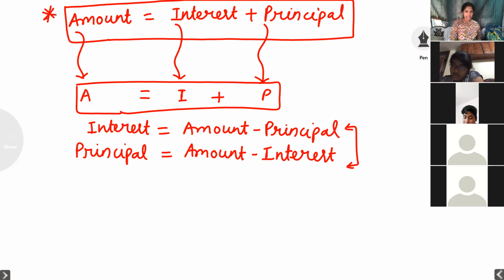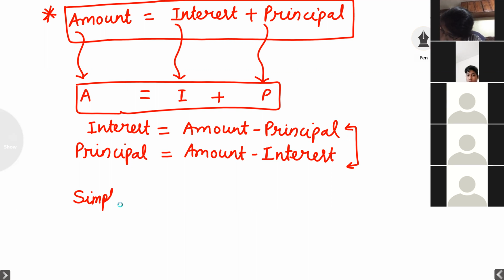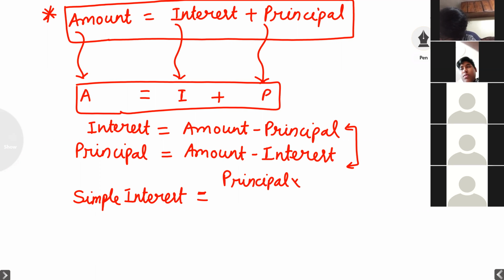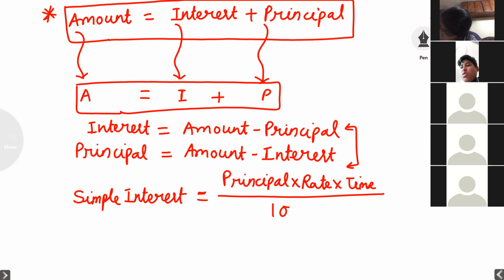Third formula, simple interest is equal to principal into rate into time divided by 100. This formula we are learning from childhood. Note down: simple interest is equal to principal into rate into time divided by 100.